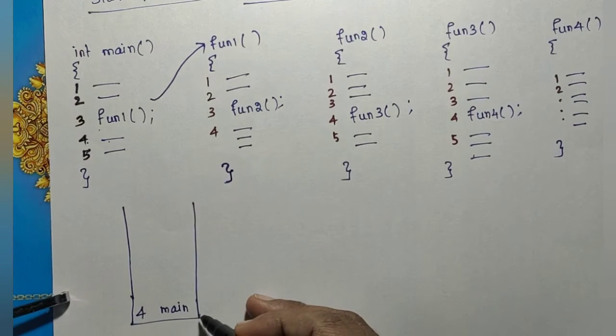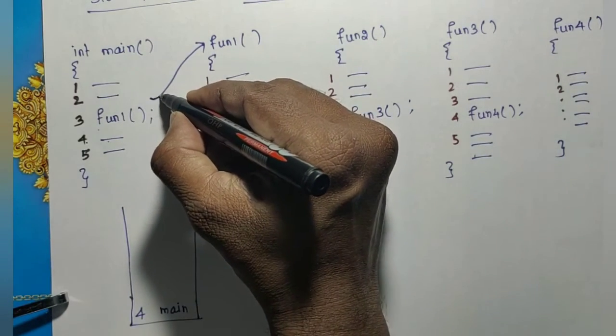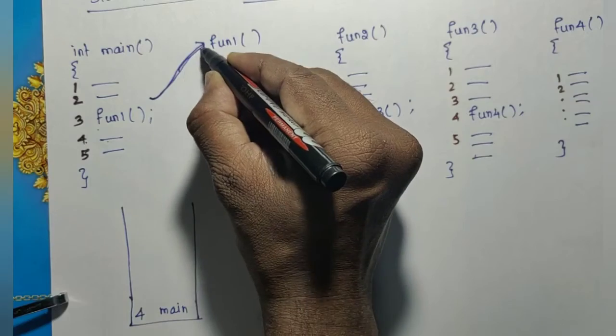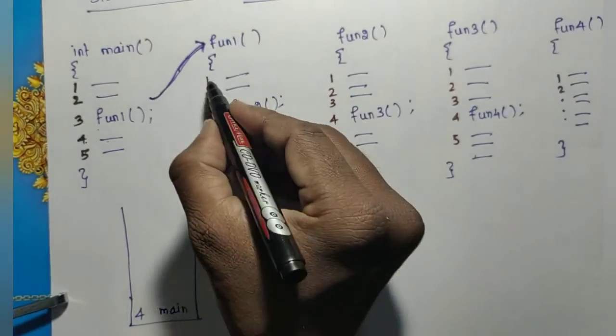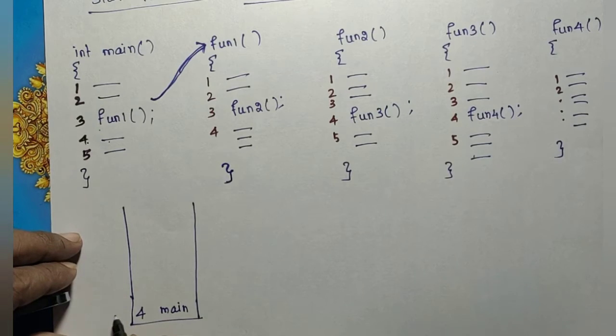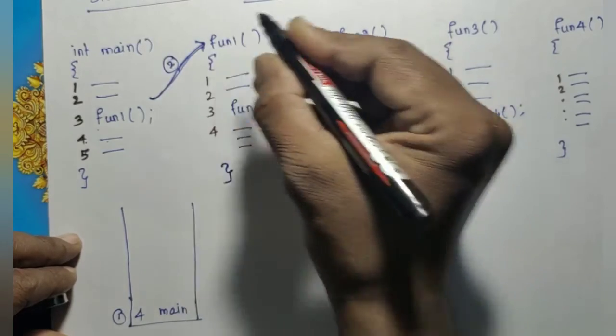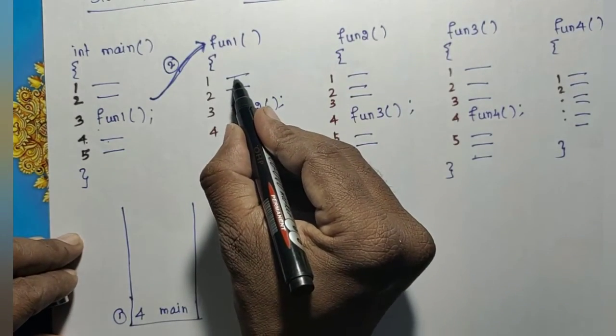Once it is pushed into the stack, it will go to the function 1 definition. Here it will start executing this. So this is what is pushed as the first one. Then the control will go here, and it will start executing this one.